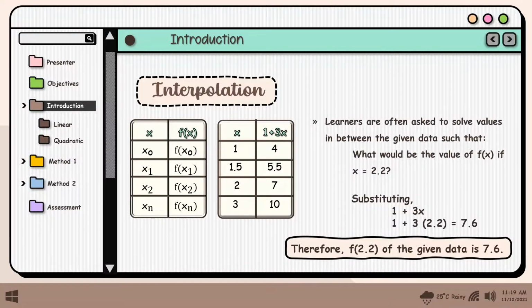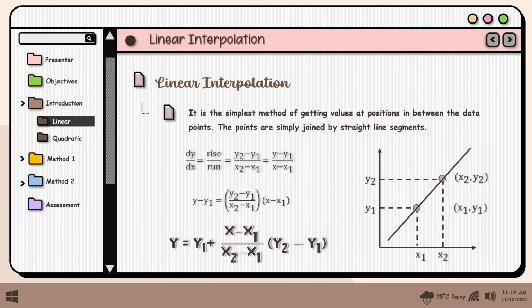Before proceeding to Newton's divided difference and Lagrange's method of interpolating, we'll be learning about the two base methods as foundation of the two interpolating methods later. First is the linear interpolation. It is the simplest method of getting values at positions in between the data points. The points are simply joined by straight line segments.